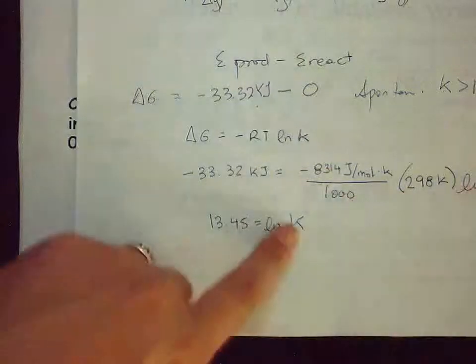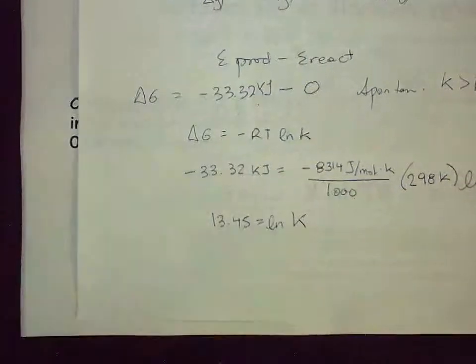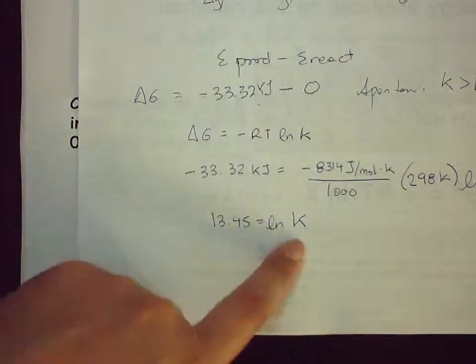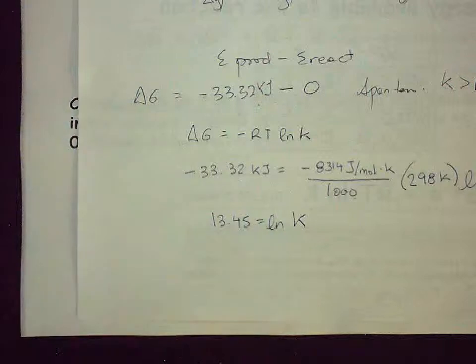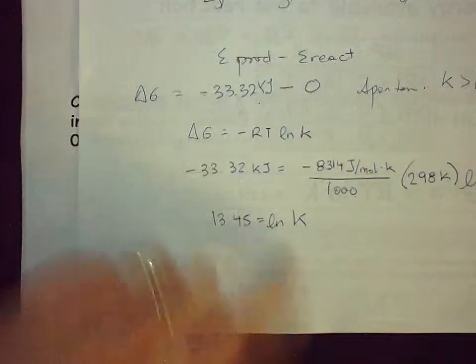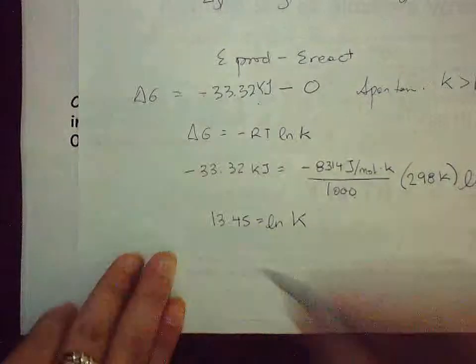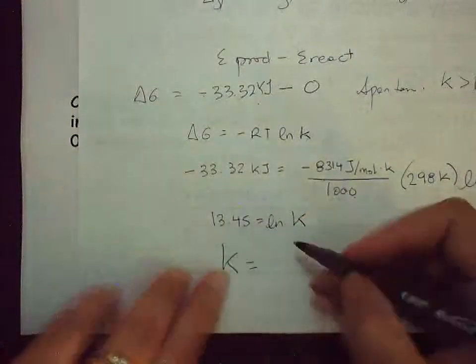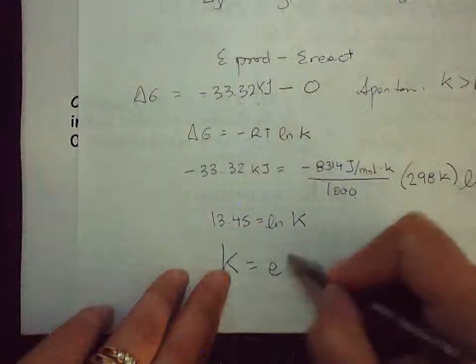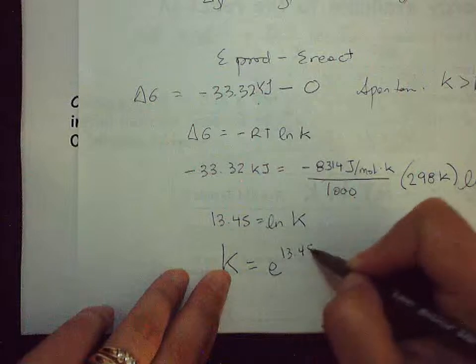And again, this is the capital K, the equilibrium constant, not little k, the rate constant. How do you get K alone now? How do I get rid of the ln business? What's the base of ln? E. So then to get K, you do what? E to the 13.45 power.